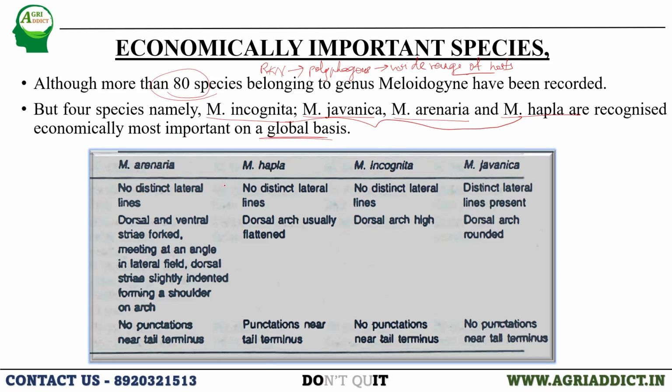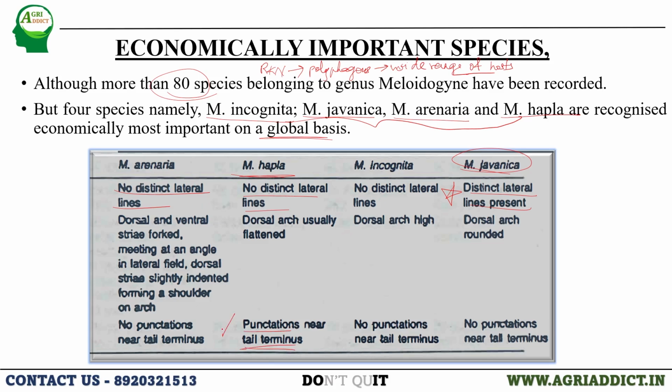Some of the differences between these 4 nematodes, I will tell only 2 points which have to be remembered. Meloidogyne arenaria, hapla, and incognita don't have any lateral lines. You can see no distinct lateral lines are present, whereas in javanica, distinct lateral lines are present. This is important. And one more important point is Meloidogyne hapla has punctuations near the tail terminals, whereas in other species there is no punctuation.